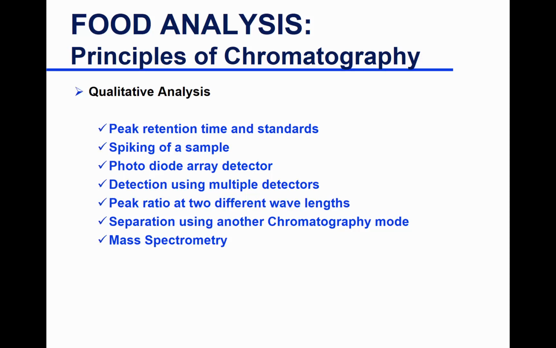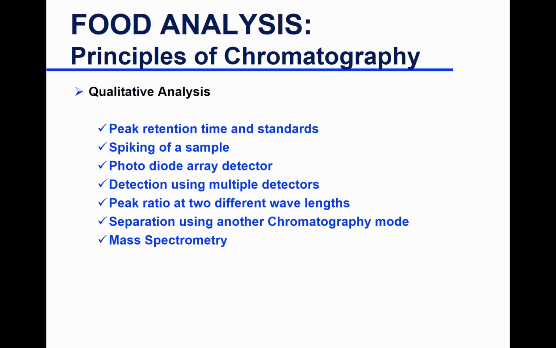So qualitative analysis, there are different ways of doing qualitative analysis. The first thing you would do is look at the retention time. So you run a standard. We did that in the caffeine lab. Run a standard, look at what time that caffeine comes out, and then search for that time in your actual sample. Look at the peak that elutes at the same time as your standard. That's the weakest form of qualitative analysis because you're assuming that there's nothing else in your sample that's going to come out at the same time as your standards. But it is one form.